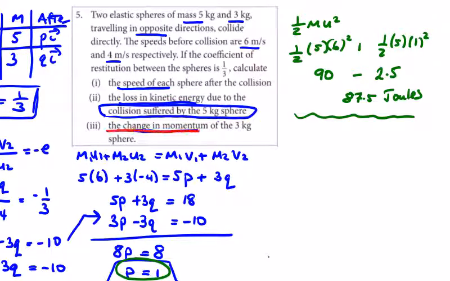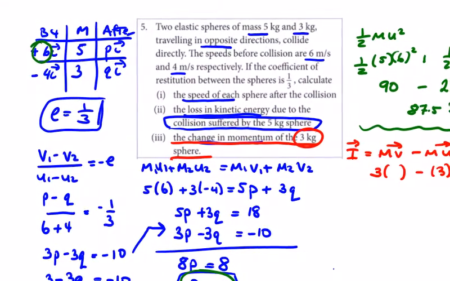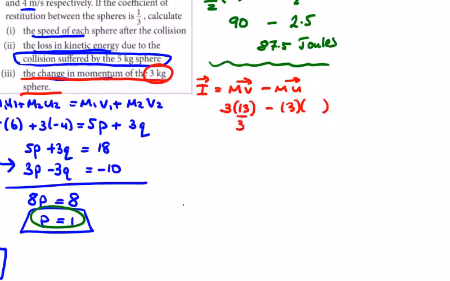And the last part, the change in the momentum or the impulse on the 3 kilo. So the change in momentum, mv, what did it end up at, minus what it started at. So the 3 kilo is 3 times, minus 3 times. So what were its speeds? It was minus 4 at the beginning, and it ended up at 13 over 3. 13 over 3 minus 4. So we're going to get 13 plus 12, which is equal to 25i Newton seconds for its impulse.